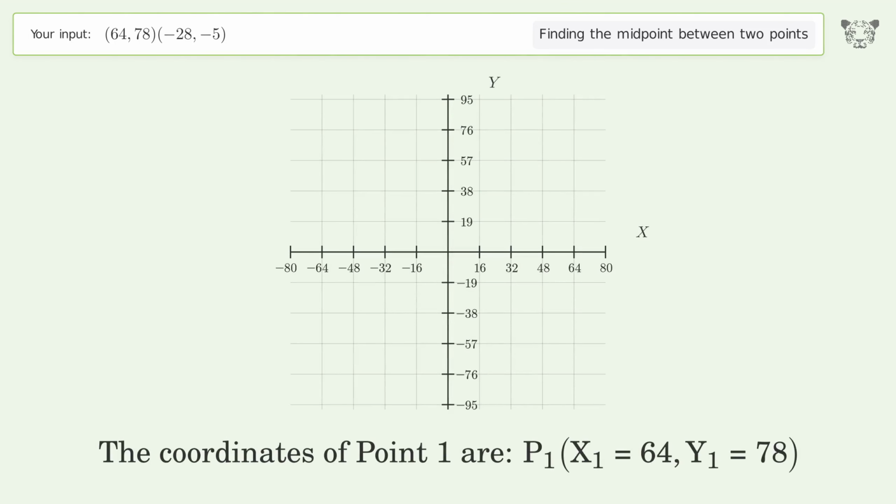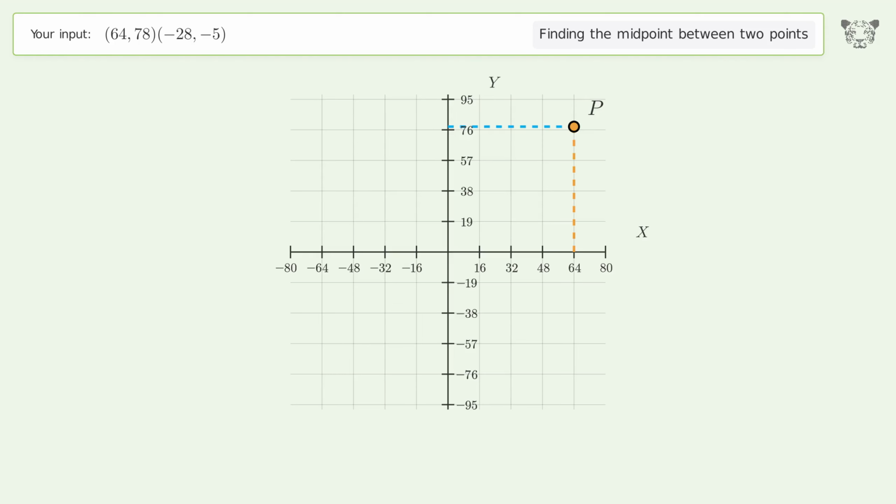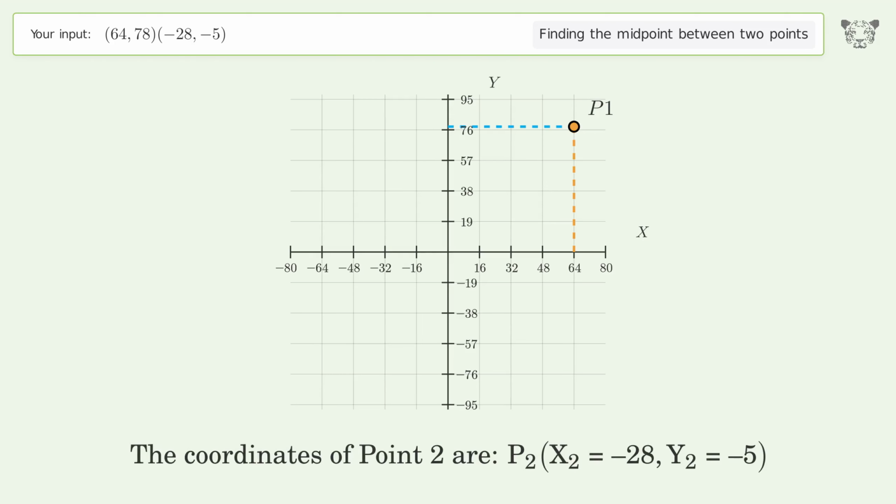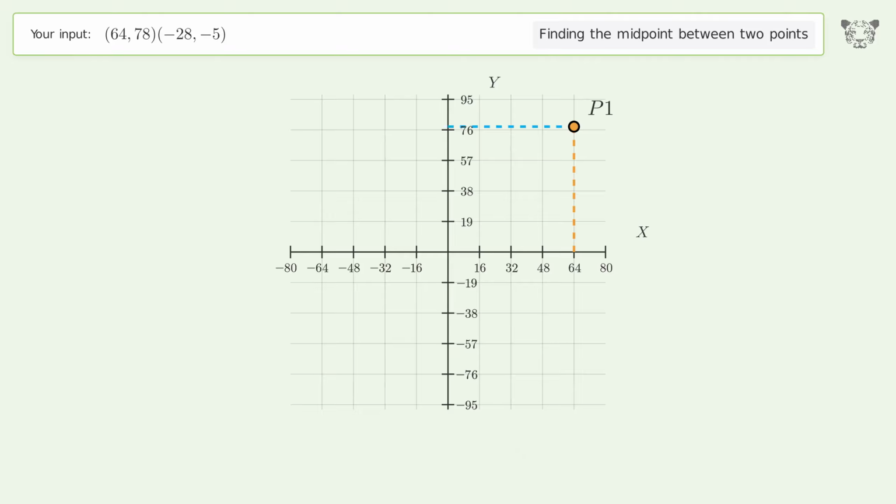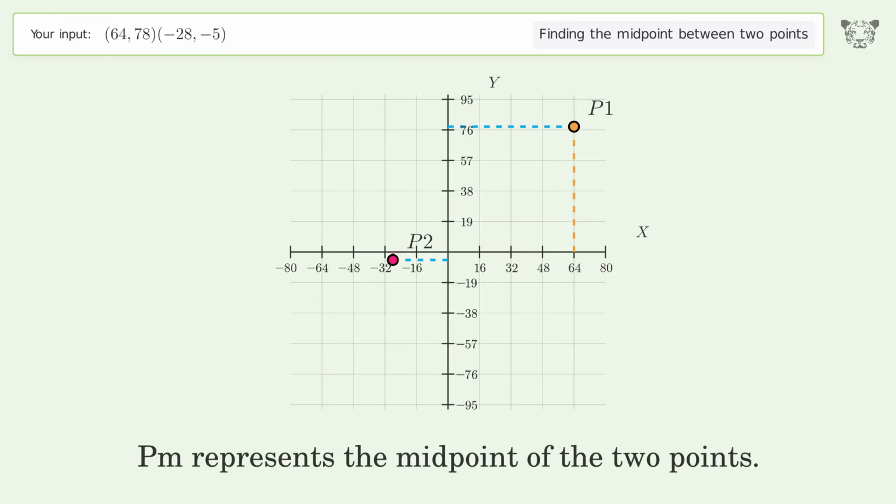The coordinates of point 1 are x1 equals 64, y1 equals 78. The coordinates of point 2 are x2 equals negative 28, y2 equals negative 5. PM represents the midpoint of the 2 points.